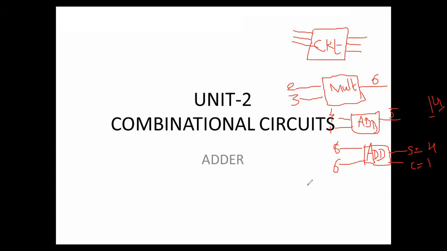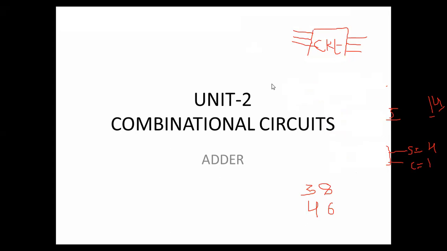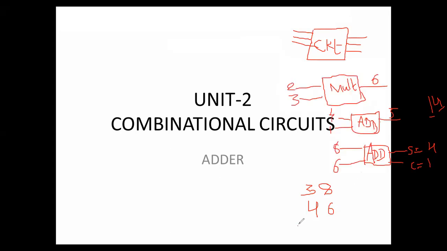Suppose if we want to add 38 and 46. How to add these two numbers? 8 plus 6 means 14. Do we write 14 here? No. 4 is taken here and 1 is the carry, written here. So 3 plus 4 plus 1, that will be 8, so 84. In this way, we are doing the addition. That's why here the sum is 4 and the carry is 1.